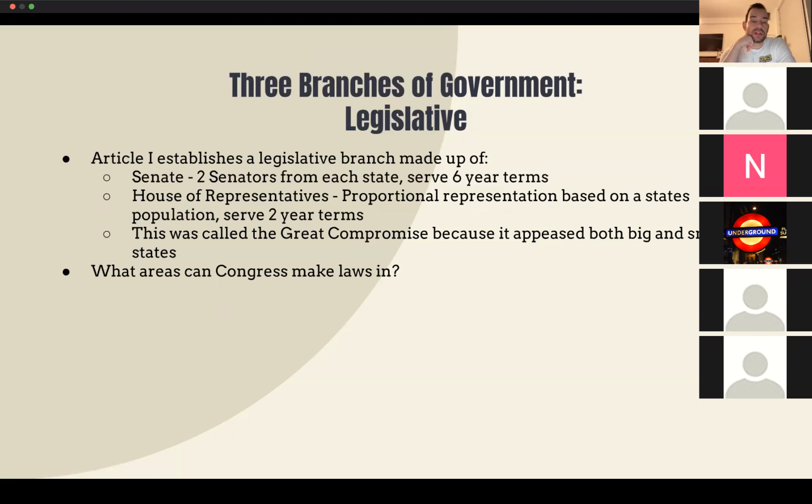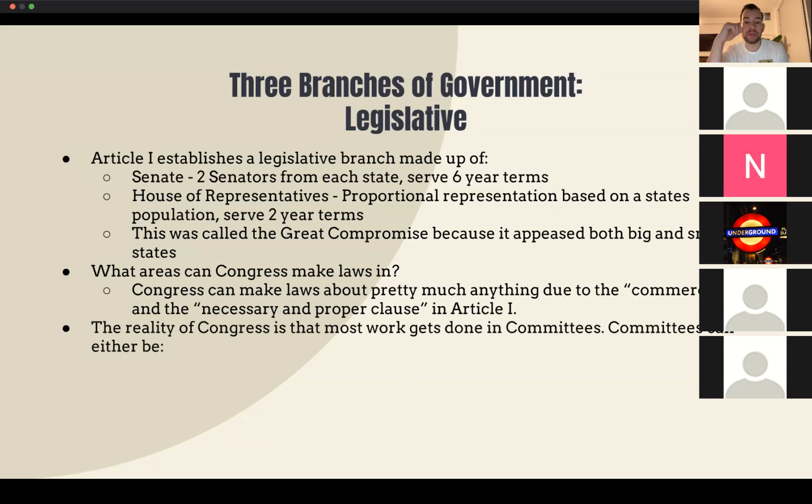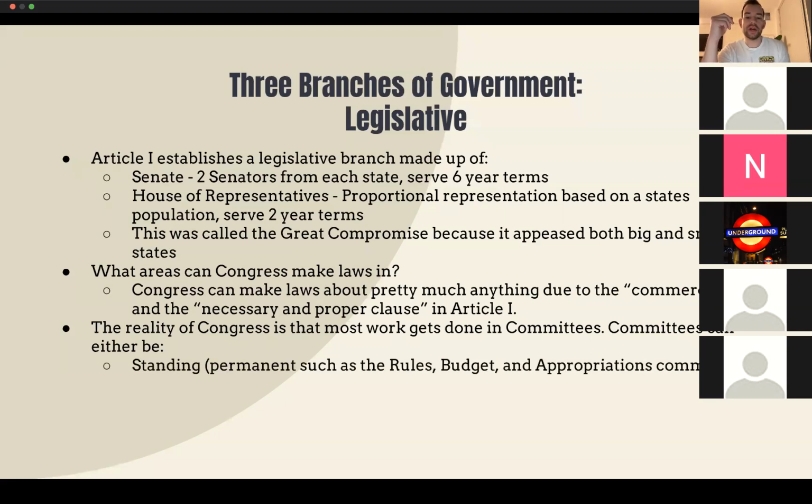Now, what areas can Congress make laws in? People are wondering, like, what is Congress supposed to do? Well, they can make laws about pretty much anything. This was decided early on in the republic due to what's called the Commerce Clause and the Necessary and Proper Clause in the Constitution. The reality of Congress is that most of the work gets done in committees. It's not individual senators or individual House members that are writing bills. They have huge, huge staffs, and they work on these committees together to get stuff done.